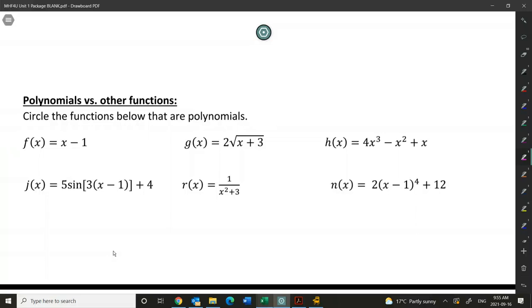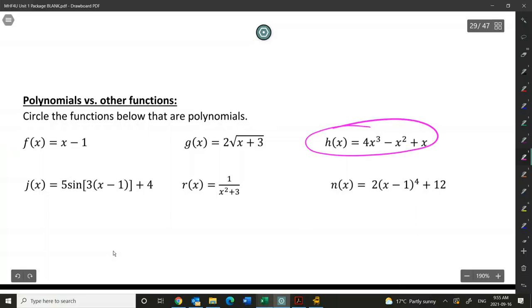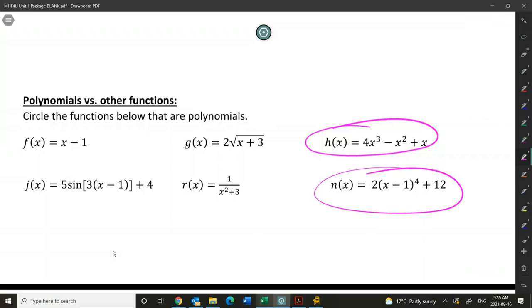Okay, Caleb, what's one that you circled? Okay, h at x. Kira, what's one that you circled? N at x. Victoria, did you have any more that you circled? F at x. Sorry, there's two Victorias. I'm going to have to say your last names then, or the letter of your last name. Are there any more? Did anyone circle any others here?